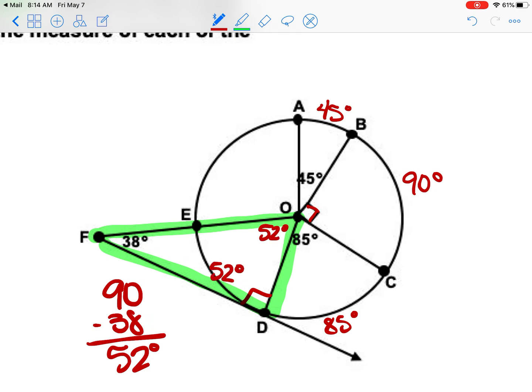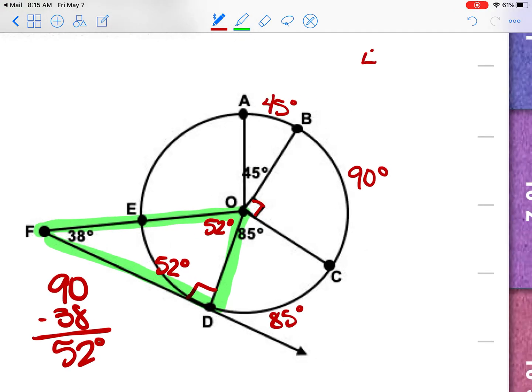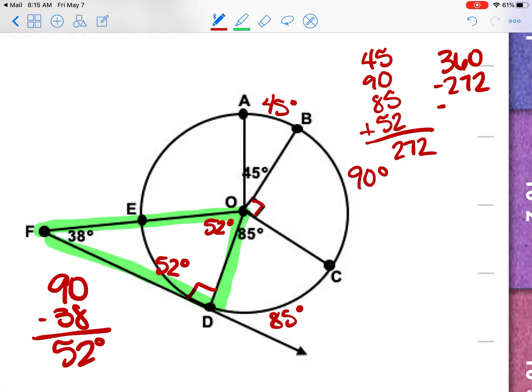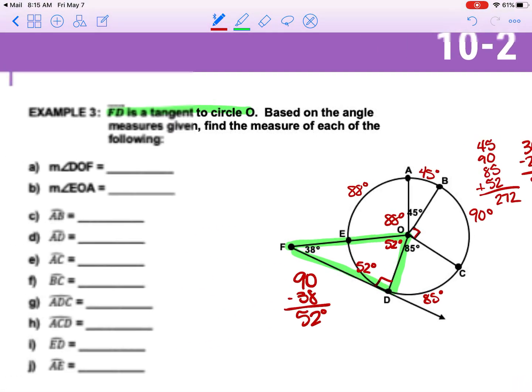Now we have every angle but one, and we know that they have to add up to 360, so we can add all of these angles up. We can say 45, 90, 85, and 52, and if we add all that up, that gives us 272. We could take that away from 360, and that would give us 88, and that is what this angle would equal, and also its corresponding arc. So now we have all of our angles, we have all of our arcs. Now let's answer our questions.